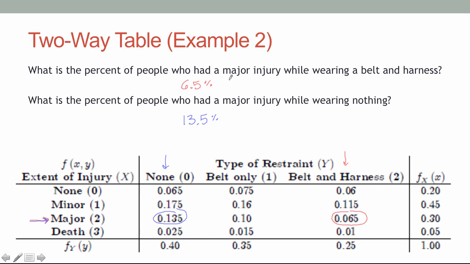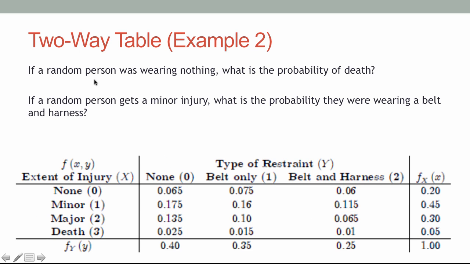You think seatbelts don't have an effect? Wearing your seatbelt versus not wearing your seatbelt can definitely make an impact in terms of whether you have a major injury or not. Maybe you only have a minor injury if you're wearing your seatbelt. But there you go. That's what interpreting our table of data is showing us here.